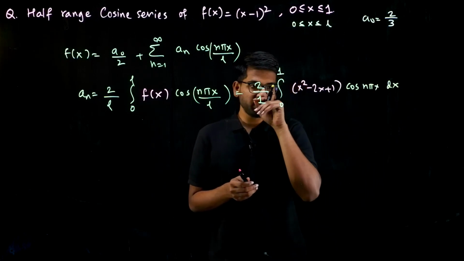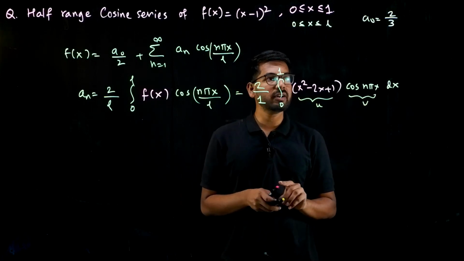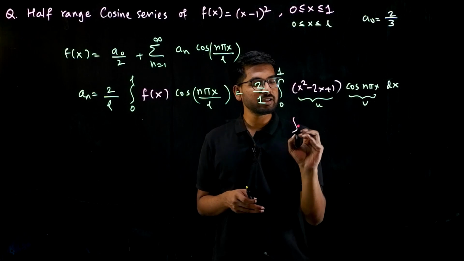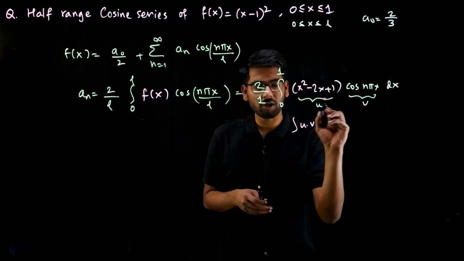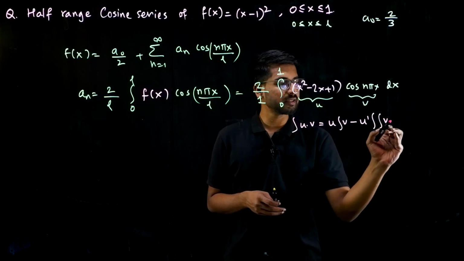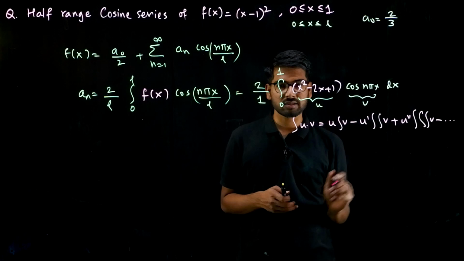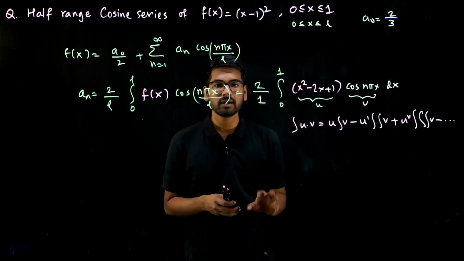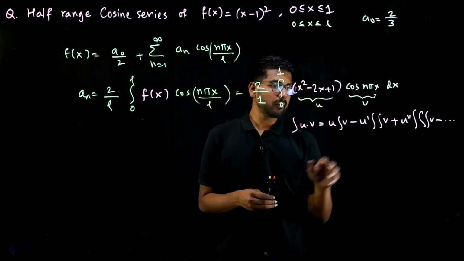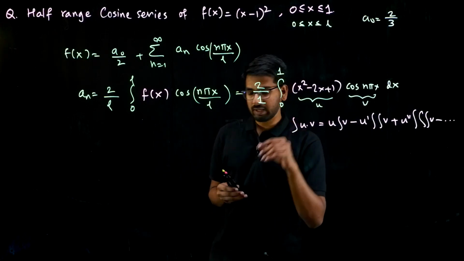So this is simply integration of u into v. So what is integration of u into v? Integration of u dot v, when u is a polynomial, is u into integration v minus u dash into the 2 times integration v plus u double dash into 3 times integration v minus u triple dash, and so on. The formula goes on till we get a 0th term. We will probably need 3 terms here. So using this formula, what will I get?